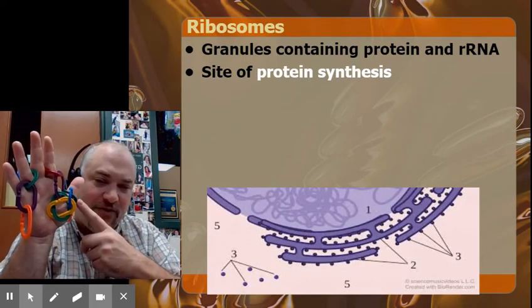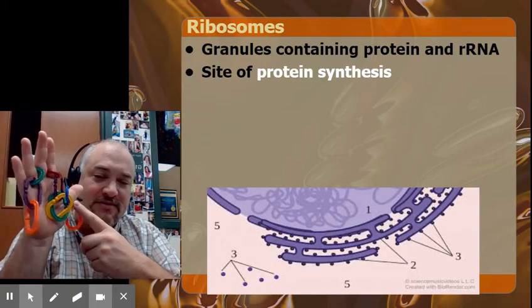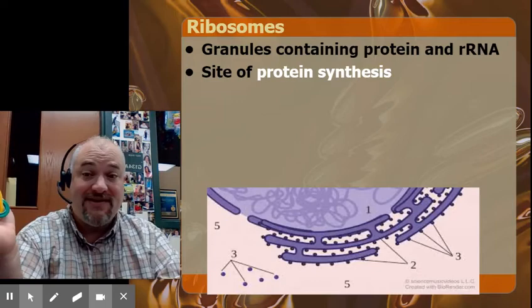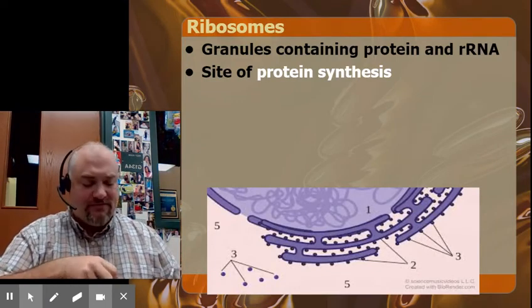This is what DNA codes for. DNA codes for making these proteins. These proteins then control everything else to make us us. And all this is made at the ribosome.